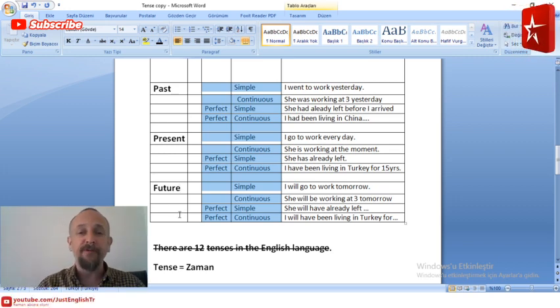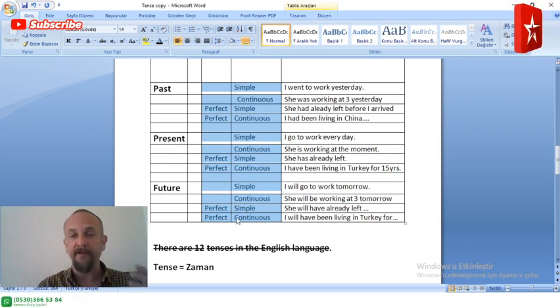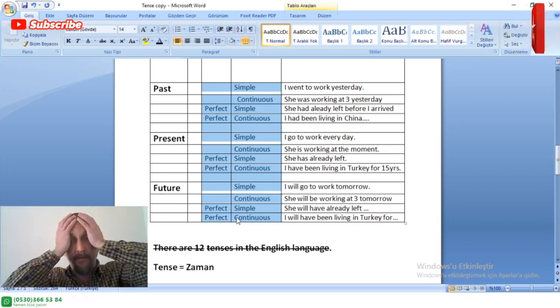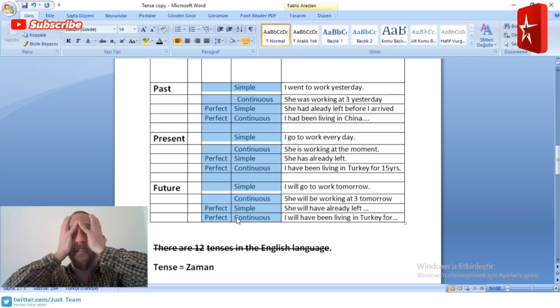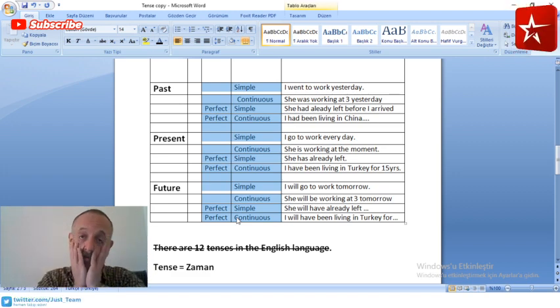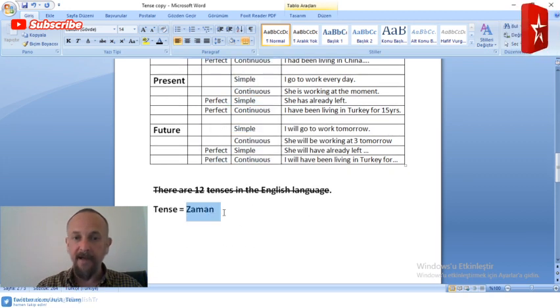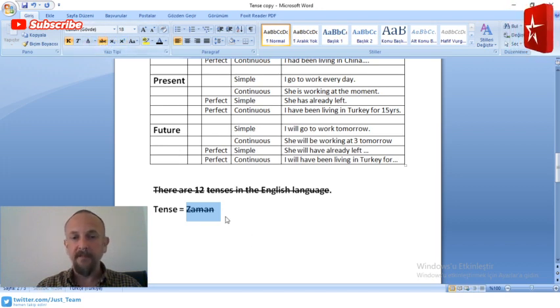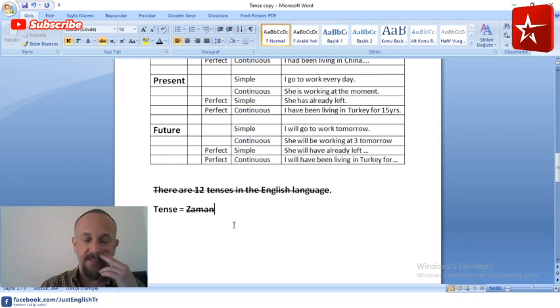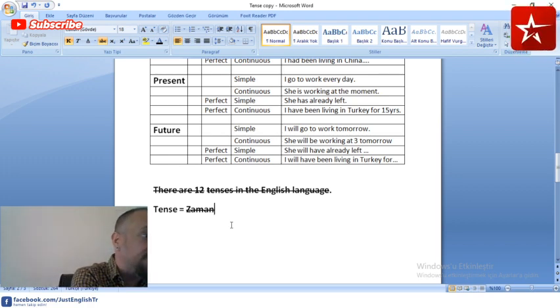And even if we want to talk about the future, we have a choice of 4 possible tenses. Again, we have future simple, future continuous, future perfect simple, future perfect continuous. I'm a native speaker. Şimdiden kafam şişti, thinking about this information. It's absolutely confusing. So I'm going to actually say no. Tense doesn't mean zaman. It actually means so much more than that.